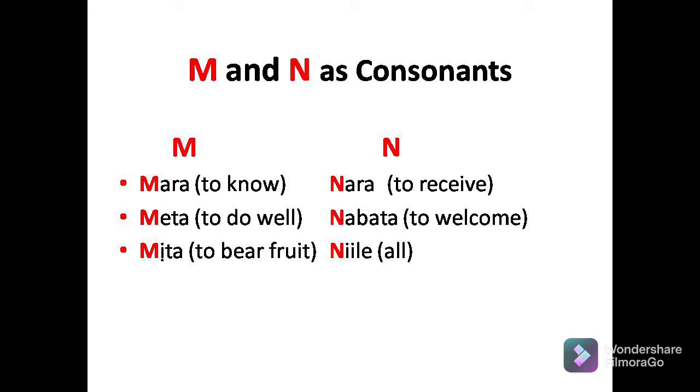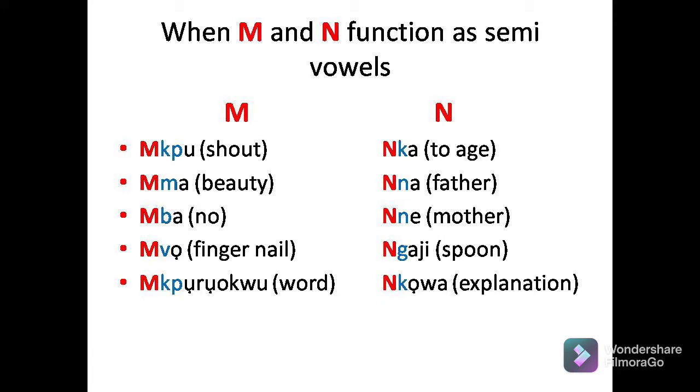Next consonant, which is the N. You have words like nara, to receive. Nara can also mean to collect. The next one is nabata, to welcome. Then the next one, nile. Nile means all. Now let's look at where the M and the N function as semi-vowels.